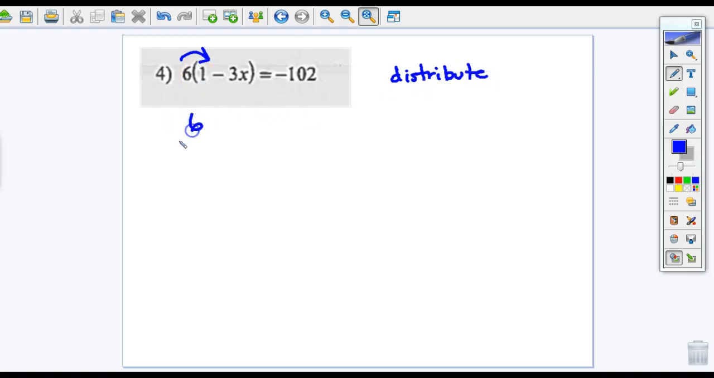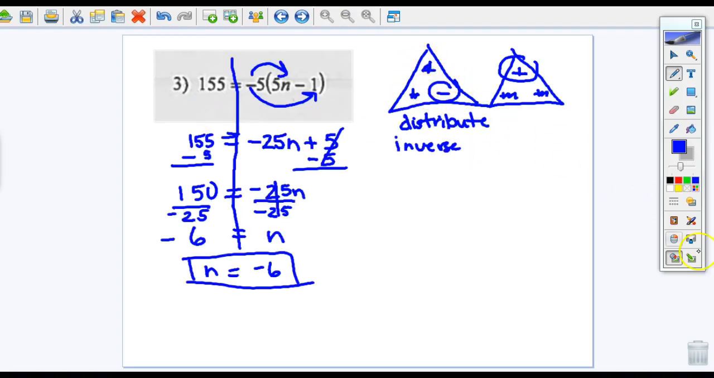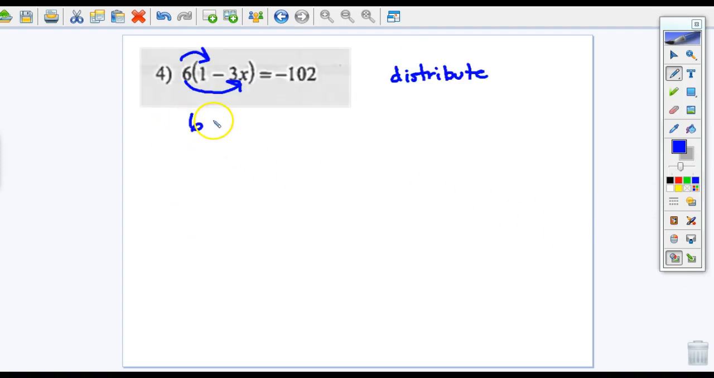6 times 1 gives me 6. And then I'm going to multiply my second term, 6 times a negative 3x. So positive times a negative, if we look back here, is going to give me a negative answer. It's going to be negative. 6 times 3 is 18, and my x tags along. Sorry, I forgot to put my little bar here. Equals, but I'm not doing anything to this side, so it's going to be negative 102.